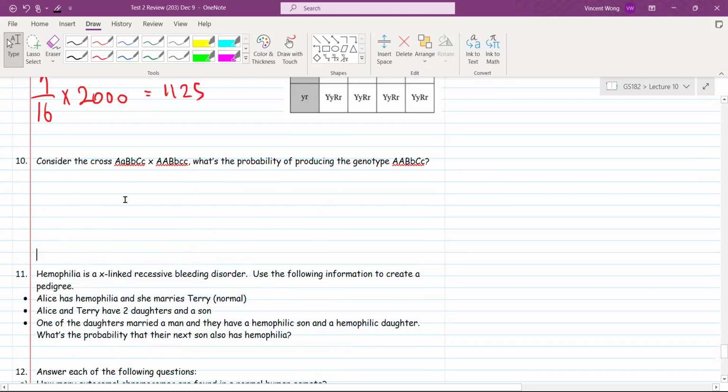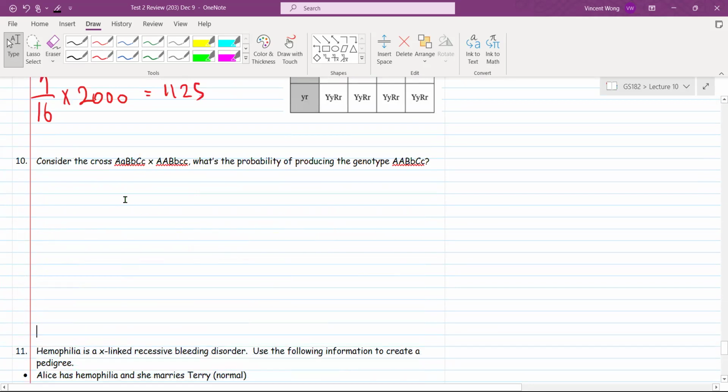This one. Consider the cross A. Okay, I'm not going to read it out. You can see it here. What is the probability of producing genotype of this? Now, it would be crazy to list all the possible gametes because look, this is 2 times 2 times 2, which is going to give you 8 gametes. And this is 1 times 2 times 1, which is going to give you, I guess not too bad. It's going to give you 2 gametes, okay?